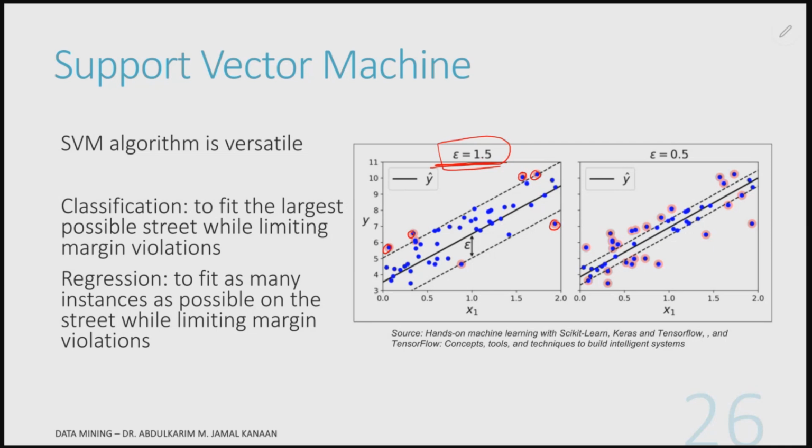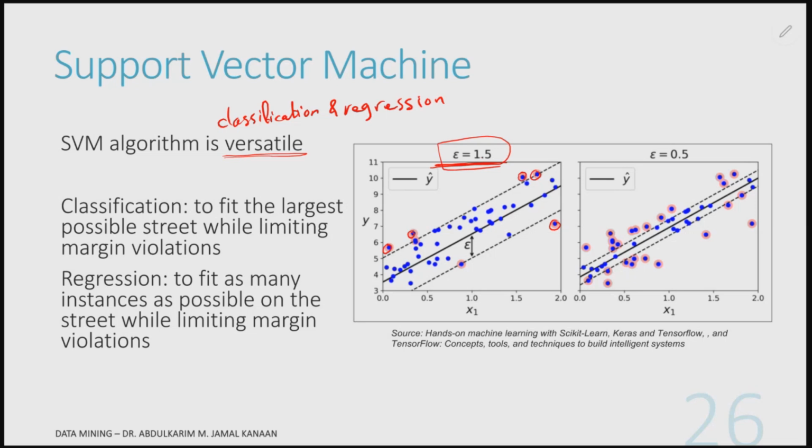Okay, so support vector machine again can work for two. This is why they call it versatile. Versatile means it can work for classification and regression. This is what we mean by versatile.